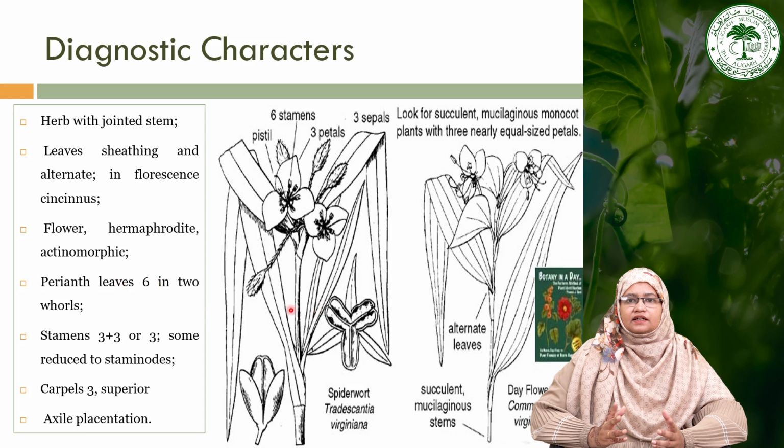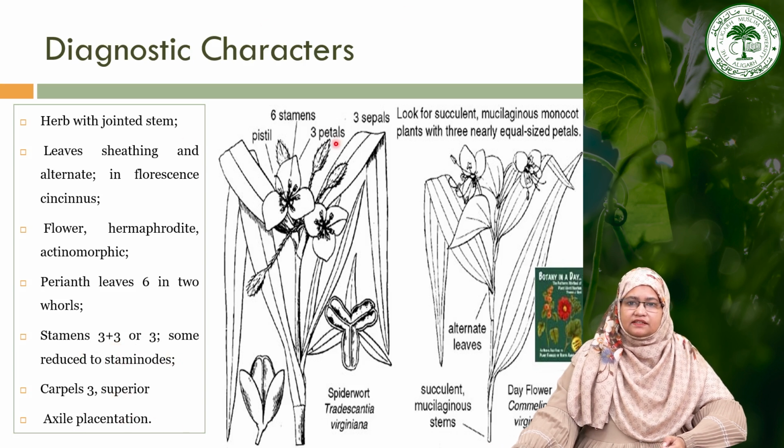The outer whorl is sepaloid and the inner whorl is petaloid. Generally, this is blue or violet in color. Stamen numbers are 6 or maybe 3. If there are 6 stamens, they are arranged in 2 whorls of 3 each, and in some, these 3 stamens are reduced to staminodes. The carpels are represented by a tricarpellary syncarpous superior ovary, and the placentation is axile.